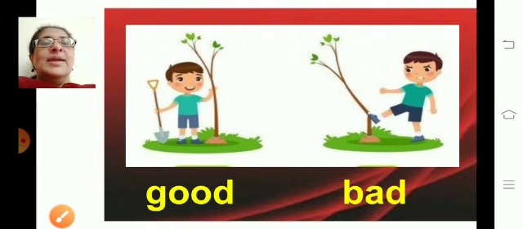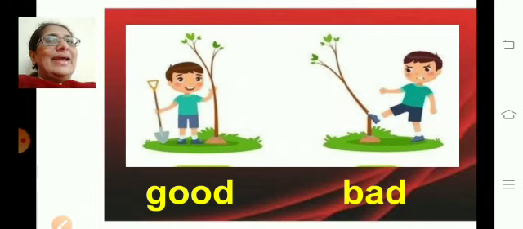Good, bad. See, the first boy is planting the trees. So he's a good boy. But the second boy, he is kicking the plant. So he's a bad boy. The first action is a good action. But the second action is a bad action. So opposite of good is bad.